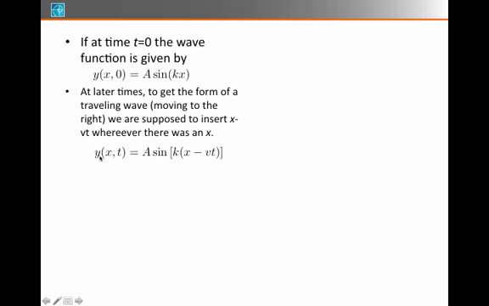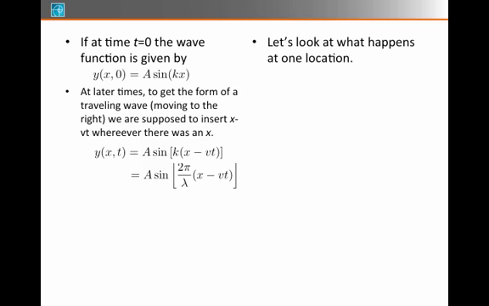It's a y which is a function of both variables x and t, is A times the sine of k multiplying x minus vt. So there's a whole lot happening inside the argument of the sine function. Knowing what k is, I can replace it: it's 2 pi over lambda.